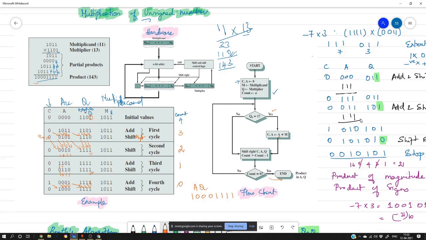So you could check the result here. That is what we got. So this is 11 and 13, and when we applied this technique, we got the result to be 1 followed by 3 zeros followed by 4 ones, which is equivalent to 143. I hope this is clear.